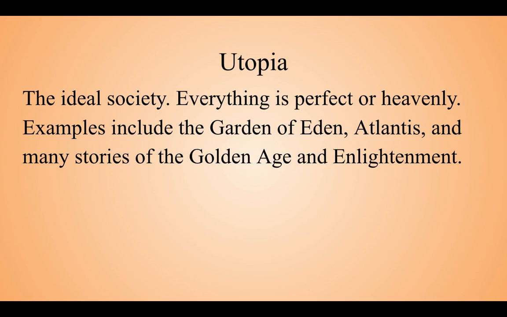A utopian society is the perfect ideal society. Everything is perfect or heavenly. Some examples that you might have seen in movies or in literature are the Garden of Eden, Atlantis, and many stories of the Golden Age and Enlightenment.